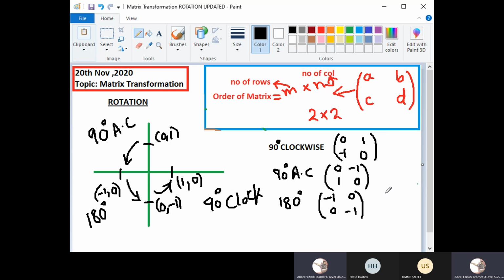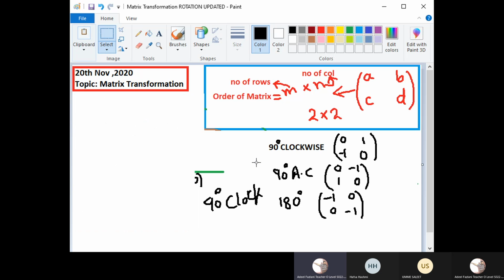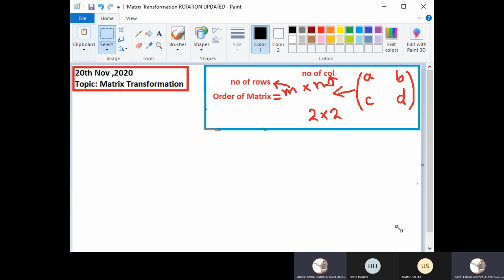All right. So now moving towards the translation matrix. What was the concept in the translation matrix? Yes. Can you even tell me what was the concept of the translation matrix?